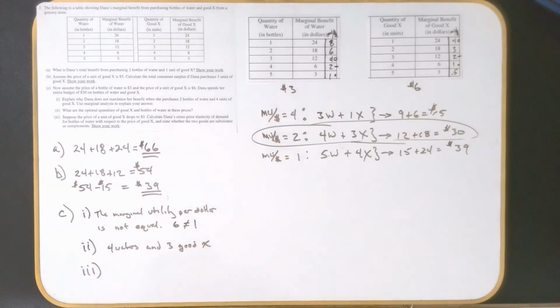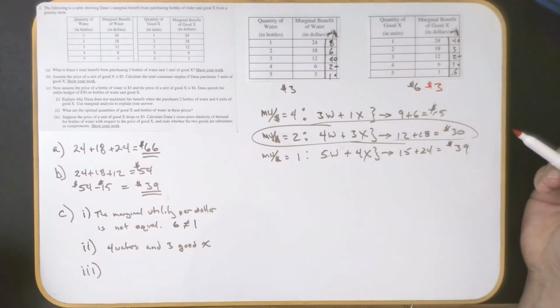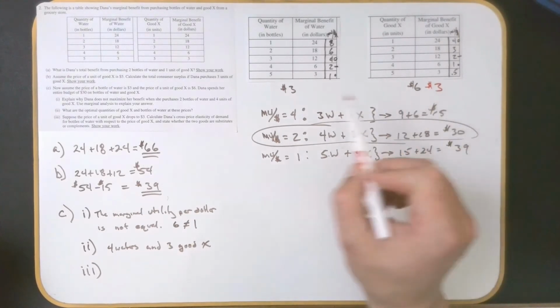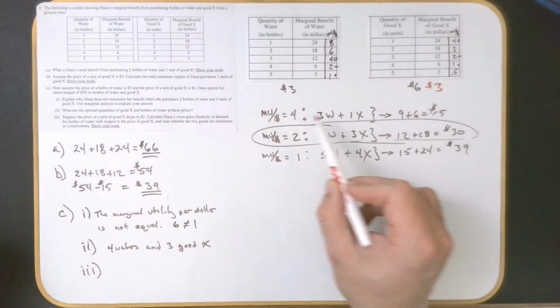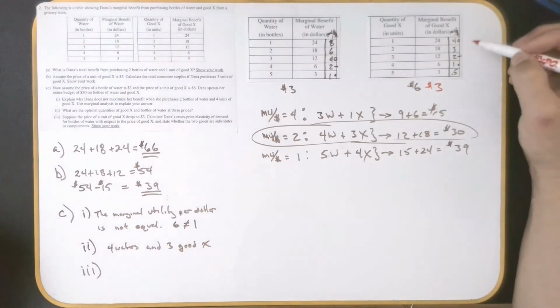Okay. Well, what I'm going to do on this one, I'm going to go up here and say, okay, well now what if this one was $3? How would that affect things? Well, if this was $3 instead of 6, both of these things would be identical. And so I'm going to do this column right here.